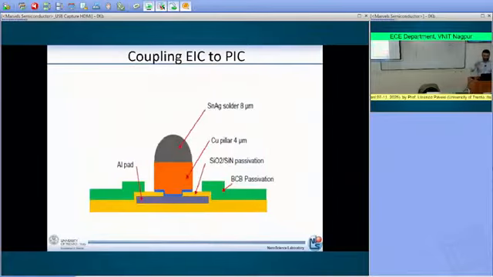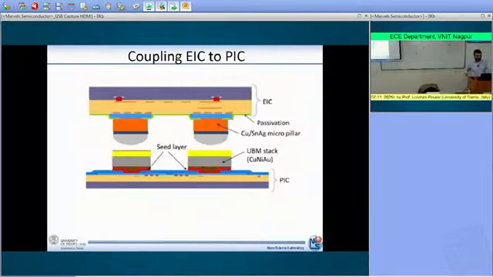And in order to couple the electronic integrated circuit to the photonic integrated circuit, we use this technique that is called the technique based on the copper pillar. So you have a copper pillar that is placed on the electronic integrated circuit. So all the signal from the electronic integrated circuit reach this copper pillar. And then you have a tin-based solder that is used in order to bond the electronic integrated circuit to the photonic integrated circuit.